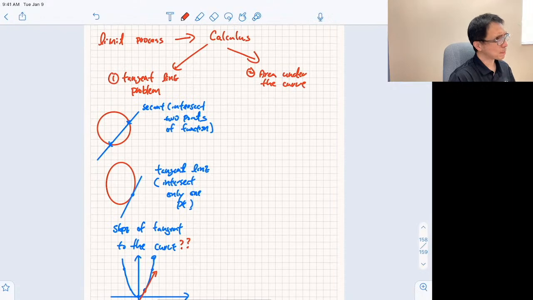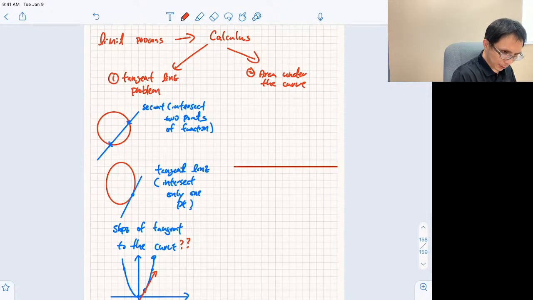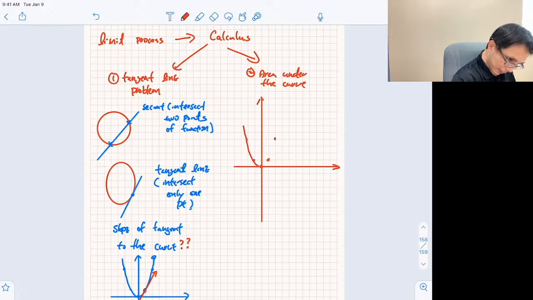Then what is the second problem? The second problem is the area under the curve problem, and we're going to talk about that in the second half of the year. You're going to use the x-squared graph again, and that is the x-squared graph. And then what will be the area between the curve and the x-axis?